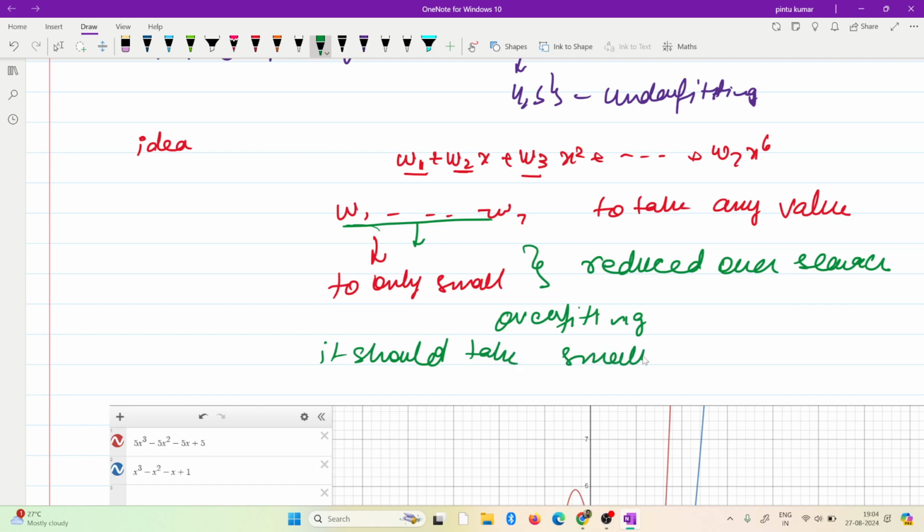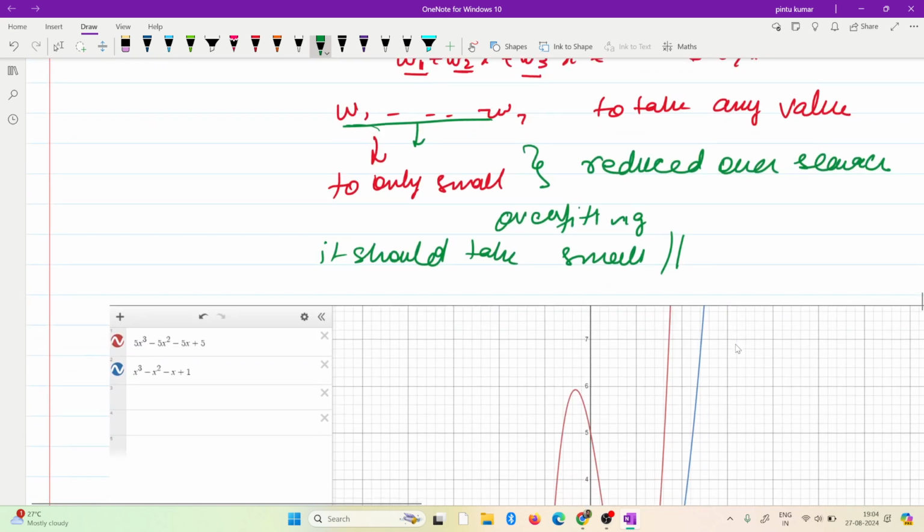And this is the most useful method to elude this overfitting. So if you want to get rid of the overfitting, you should use a regularization parameter.